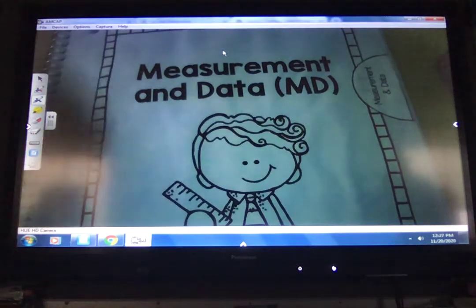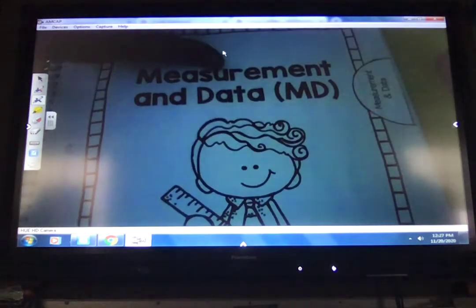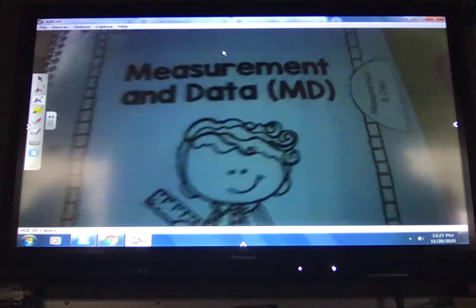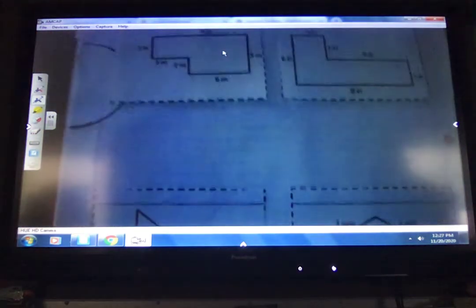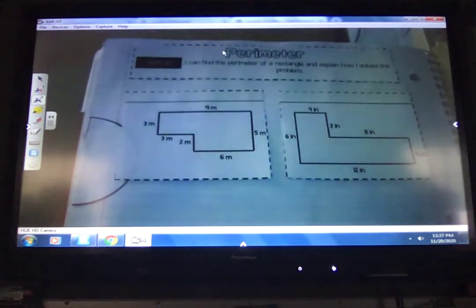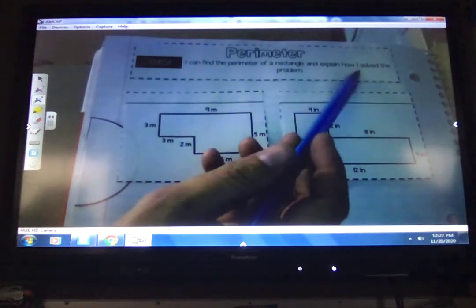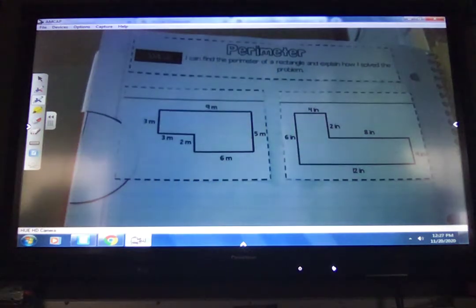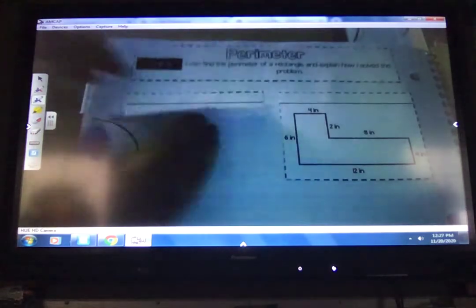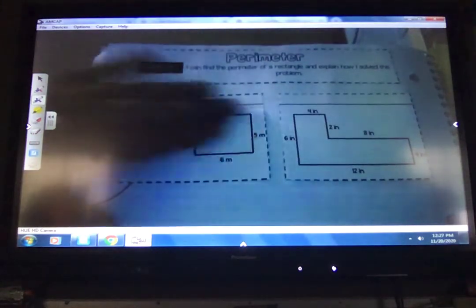Okay, so this is our new section in our notebook, or you've started a brand new notebook called Measurement and Data. All right, the first two pages are going to be our interactive notebook pages on perimeter. So you have one that looks like this. It's got your standard, says perimeter. I can find the perimeter of a rectangle and explain how I solved the problem. You're going to see 4 tabs that you've glued down.